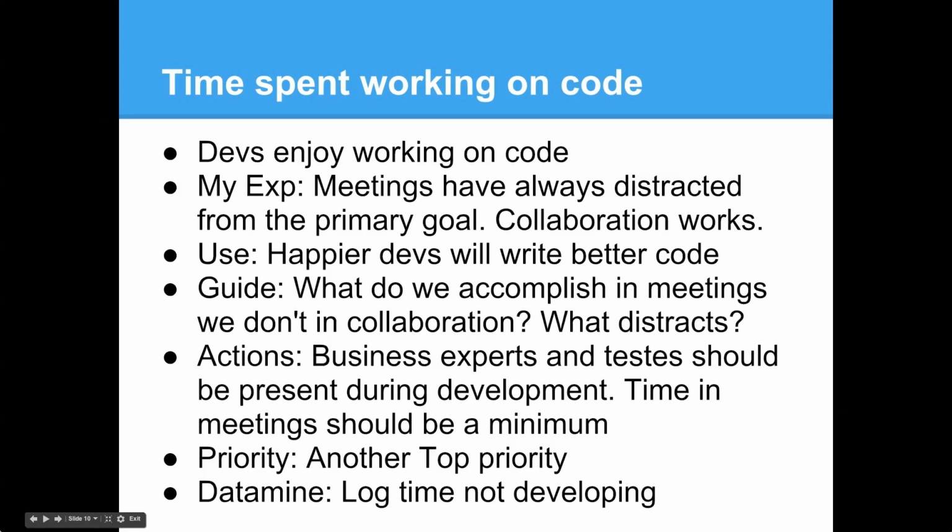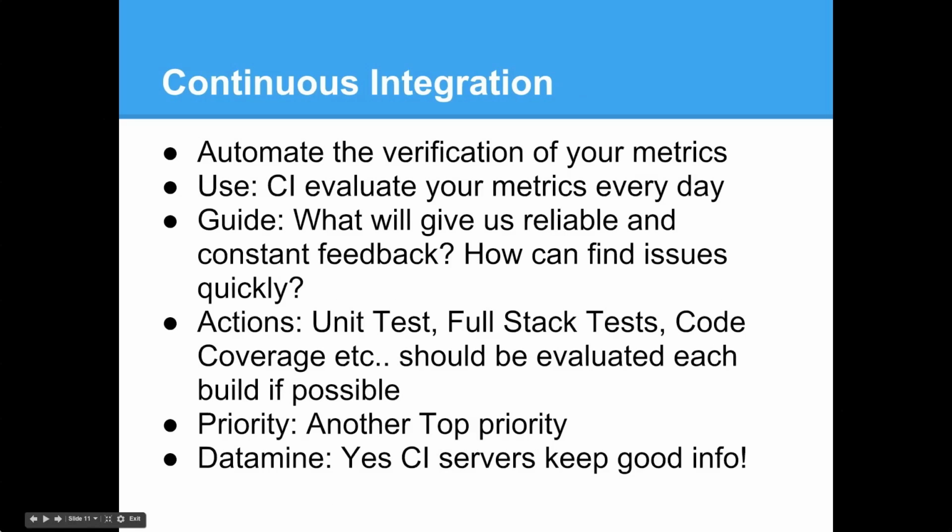A way to guide ourselves to this conclusion is to retrospect on what do we accomplish in meetings that we don't in collaboration. What is distracting us from allowing us to code better? Actions are business experts and testers should be present during development. Time in meetings should be a minimum. This will allow for all the right people to be in the same room at the same time and develop the best, most useful software first. This is another top priority in general. And the way to data mine this is to log time not developing and compare it to other metrics.